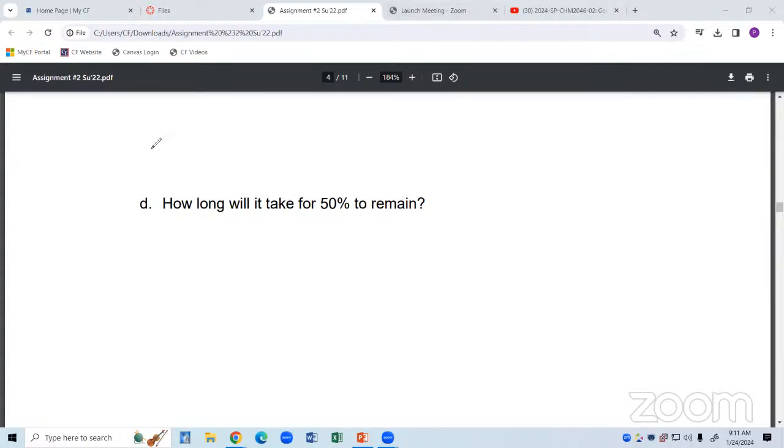So in the case of D, it's asking how long will it take for 50% to remain? So what's the first thing that comes to your mind when you see 50% remain? You could do it that way and do like what we did in the previous two parts, but there's a much easier way to solve this problem. Half-life, right? Remember the definition of half-life? It's the time taken for half the amount of reactant to react. So half would remain, right?